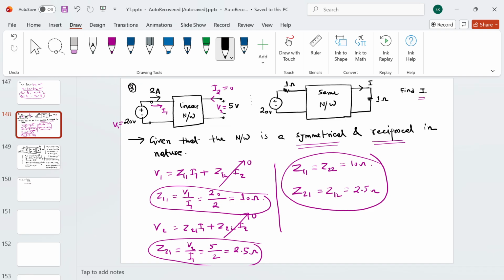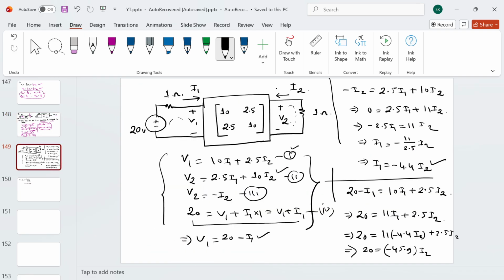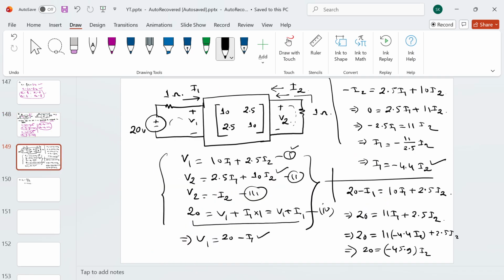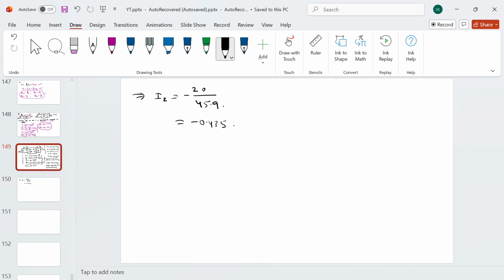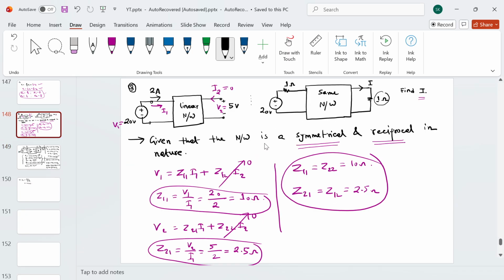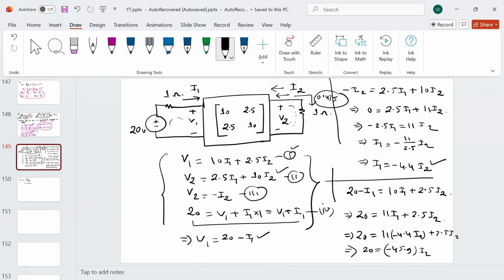I have considered I2 in this calculation in the inward direction, but actually you have to find the current in the outward direction, if you see the notations. So here the current will be 0.435 ampere. The answer will be 0.435 ampere. So you have to keep this point in your mind. I hope you understood how to proceed with such problems, and what symmetrical and reciprocal mean. But still, if you have any doubt regarding this question, you can ask me in the comment section. Okay. Thank you.